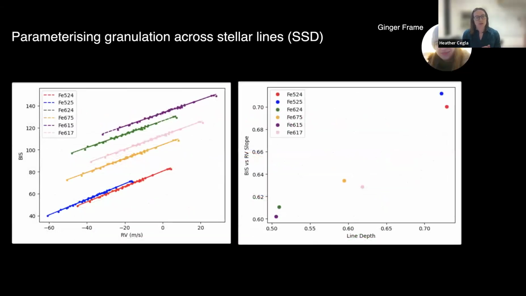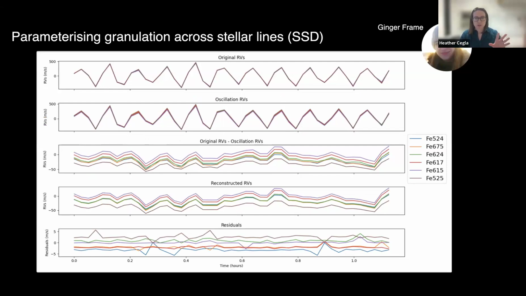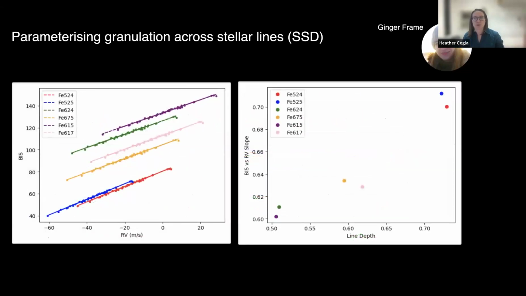And this plot was all just for disc center, so we haven't moved off disc center yet. So we're still one more step away before we can start doing disk integrations. But we just wanted to show you a quick look at what those line shape asymmetries look like at the different lines versus the velocity.